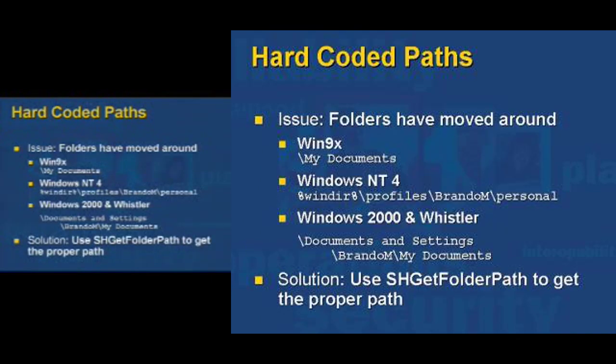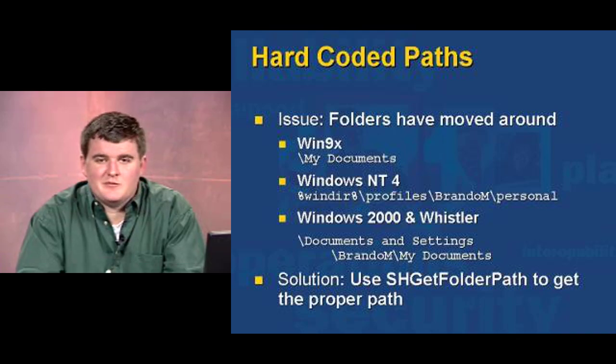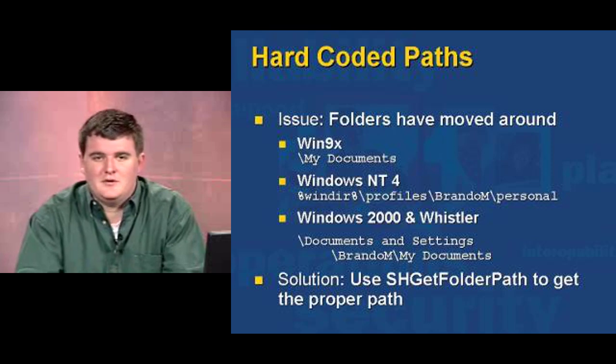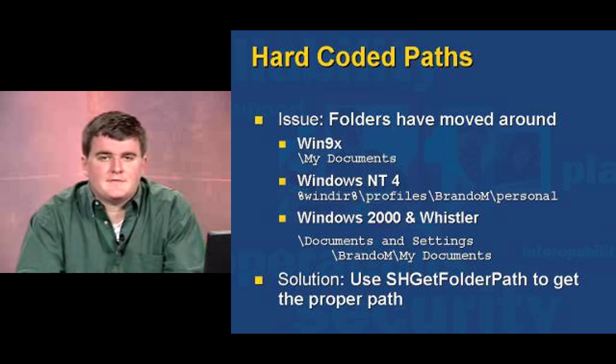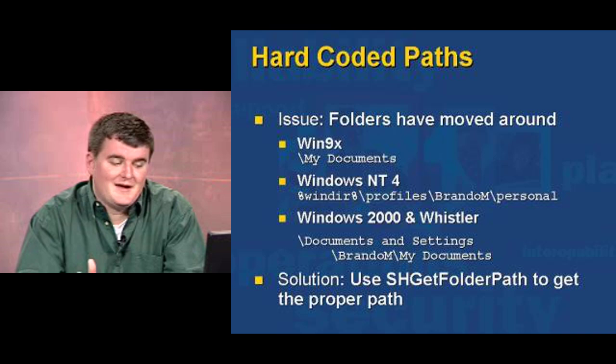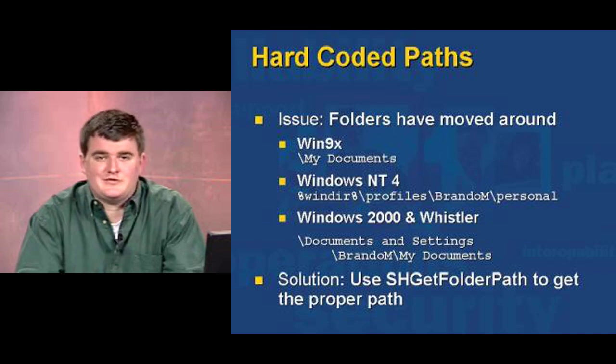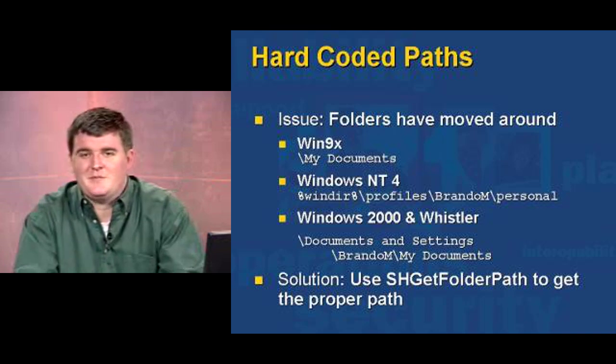Hard-coded paths. People expect things to be places. On Win9X, there was the My Documents tree. Applications were hard-coded to pop right to the My Documents and try and save files to it. On NT4, we moved it off into the Win directory, profiles, then you would have a username and then personal. A lot of applications recognize the difference between both of those. However, for Win2000 and Whistler, we've changed it yet again. We have documents and settings, then the username, then a My Documents directory.